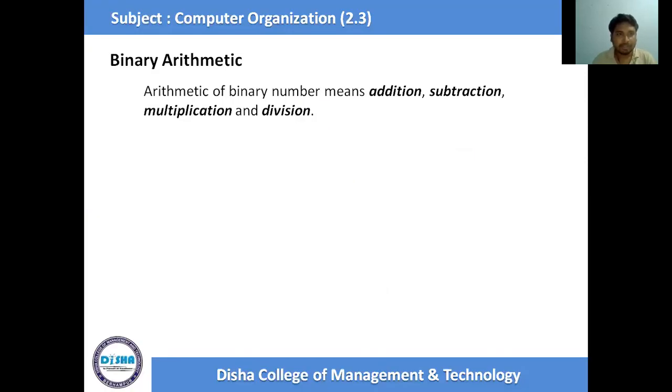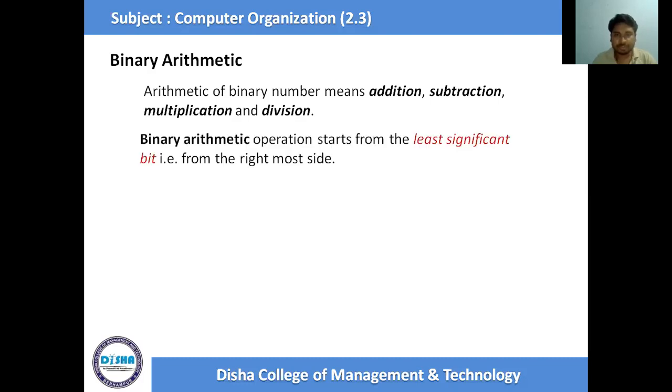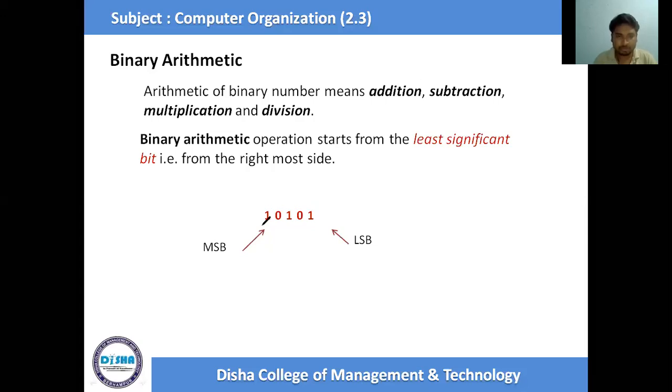So binary arithmetic means addition, subtraction, multiplication and division. In binary arithmetic, the operation starts from the least significant bit, that is, from the rightmost side. So this is a binary number.